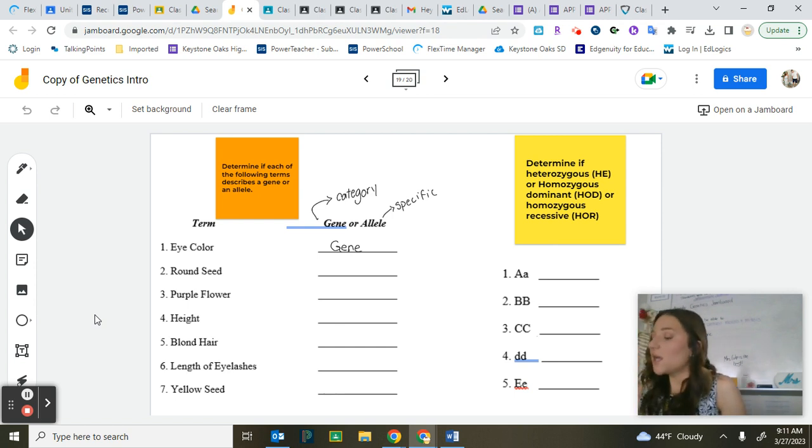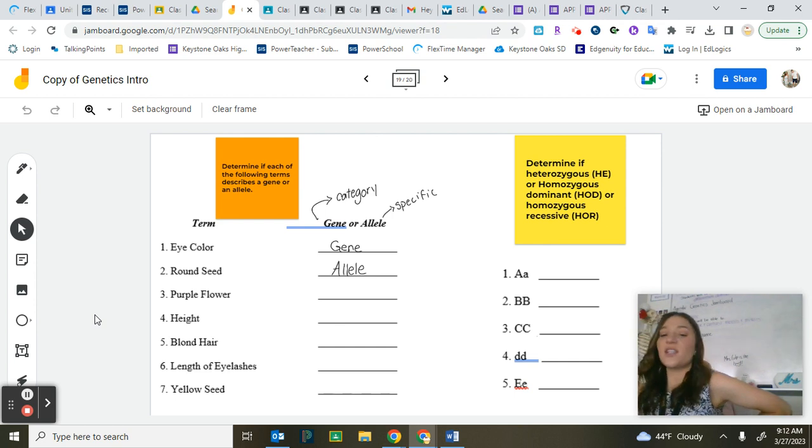Number 2, round seed. A round seed is being specific about the shape of the seed. So round seed would be allele, and you can write the letter A or you can write the word. But round seed is an allele because I'm being specific about the shape of the seed. Okay? So continue down that column, look at the right side now.